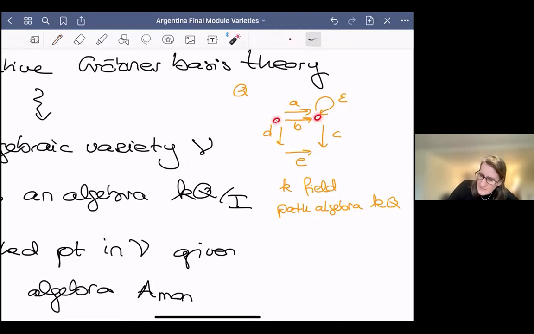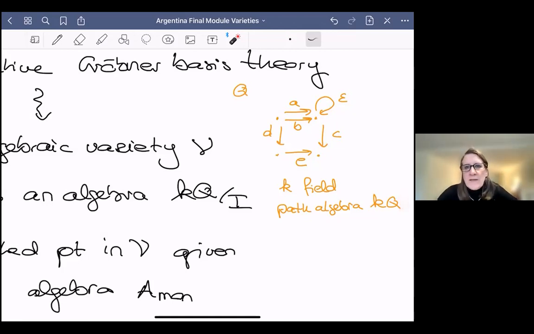So the basis is given by all possible paths in the quiver. So at every vertex, which I didn't draw, out of 4 vertices, we have a stationary path, so a path that goes nowhere. Every arrow is a path. And then we have paths of length 2, for example, this or this are paths of length 2, and so on. And this gives you a basis of the path algebra.